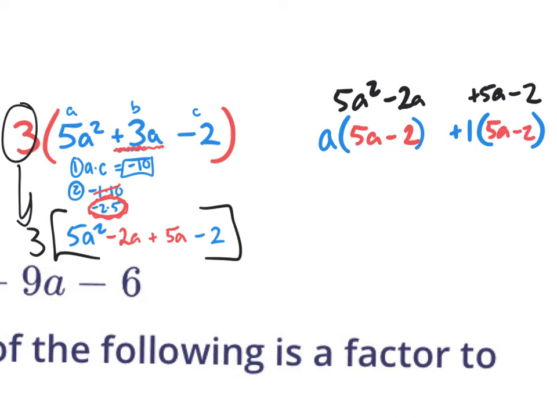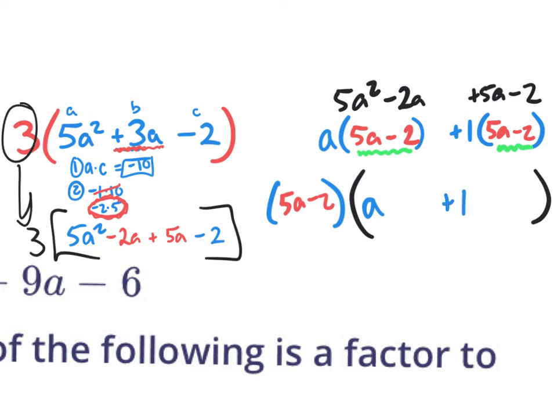Now, the next step in factoring by grouping is to pull out the common binomial from your first group and your second group. So what's the common binomial? We have the 5a minus 2 in the first group and the 5a minus 2 in the second group. Let's pull out that common binomial of 5a minus 2. What would be left over? The a would be the only thing left over from the first group, and the plus 1 would be the only thing left over from the second group.